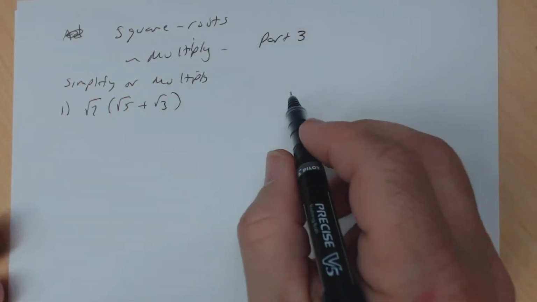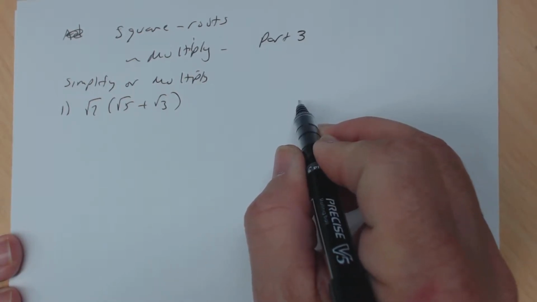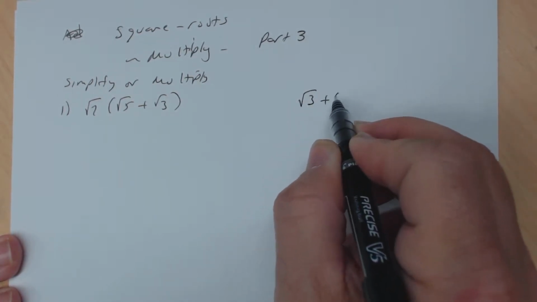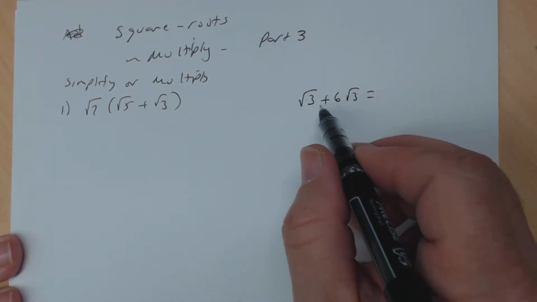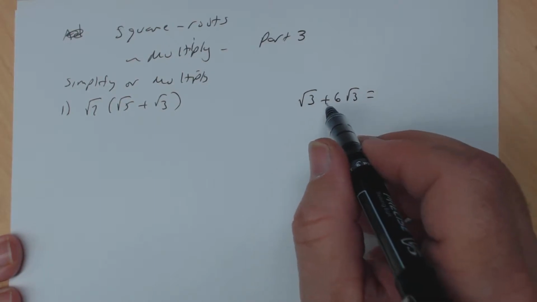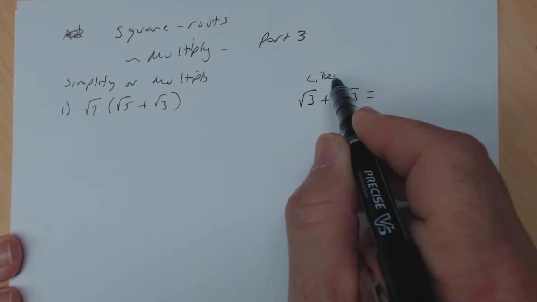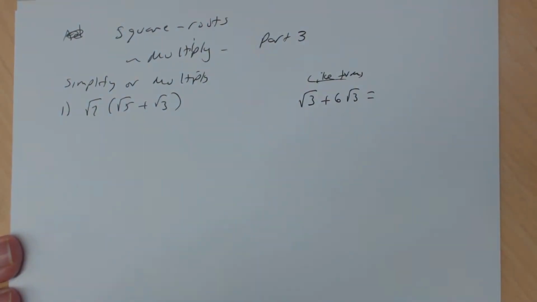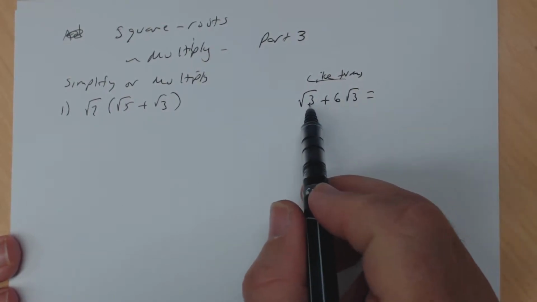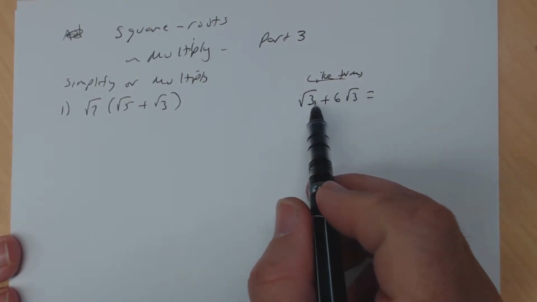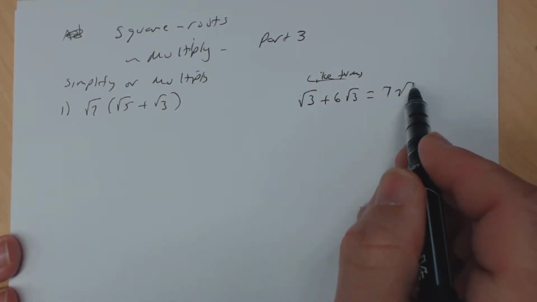Okay, now let's kind of review something. Remember a while ago we talked about that if you had the square root of 3 plus 6 square root of 3, remember you're adding or subtracting, so this is 1 square root of 3 plus 6 square root of 3. Those are like terms. In order for them to be like terms and combine them, the index have to be the same, and the radicands have to be the same. So 1 square root of 3 plus 6 square root of 3 is 7 square root of 3.